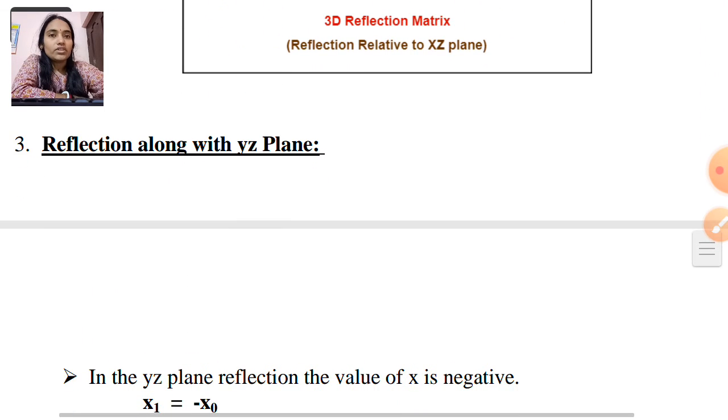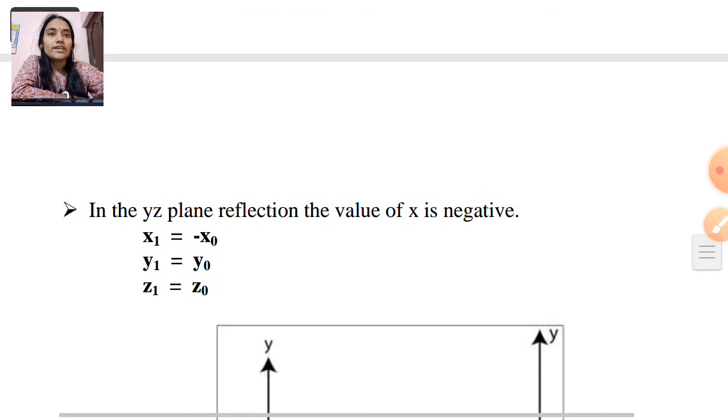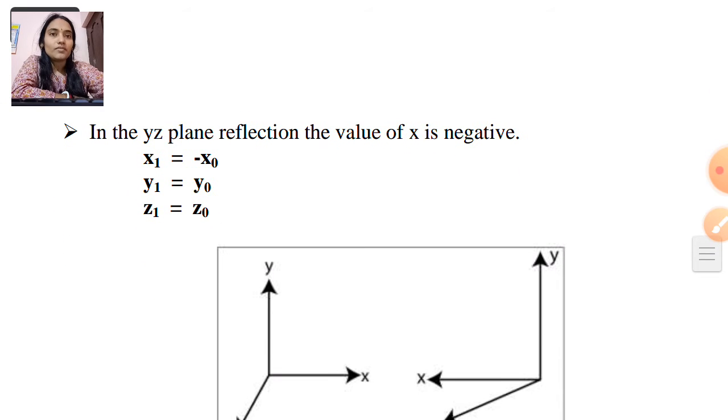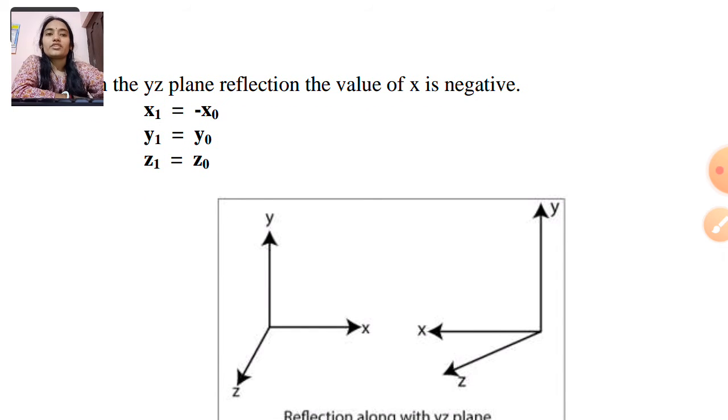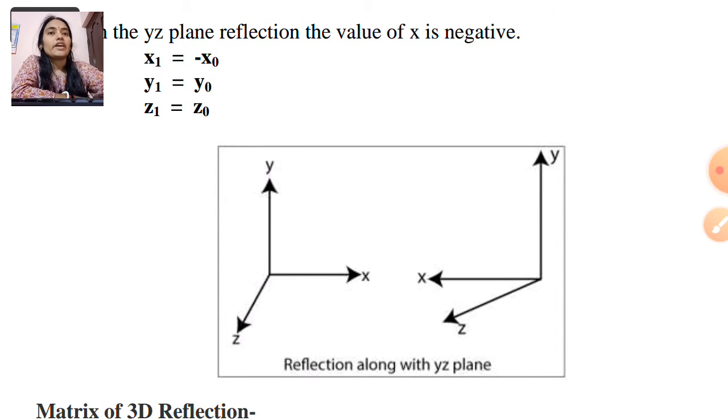Now next we discuss reflection with the yz plane. In the yz plane reflection, x is negative. In the xz plane reflection, y is negative, and in the xy plane reflection, z is negative. So in the yz plane reflection, the value of x is negative. In this way, x1 equals minus x0, y1 equals y0, z1 equals z0.